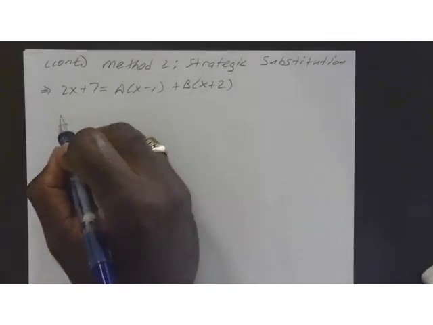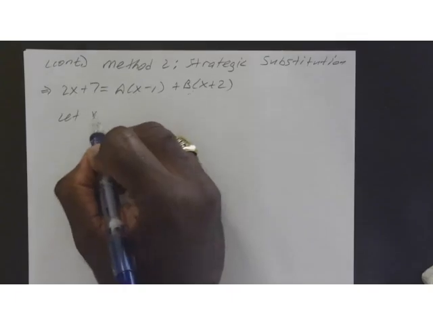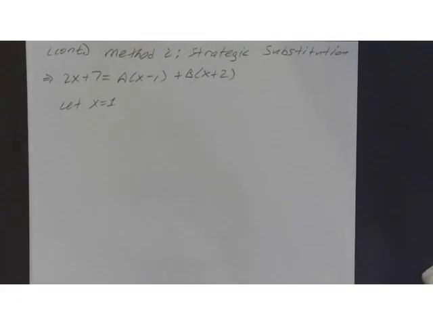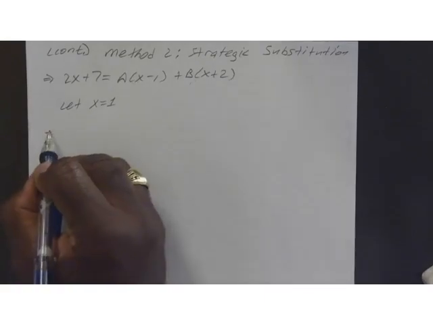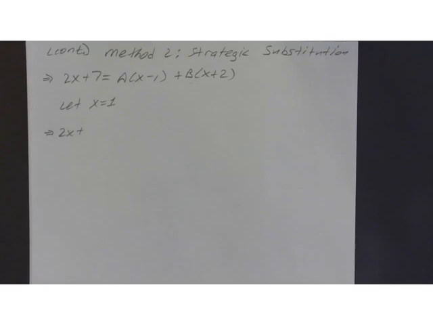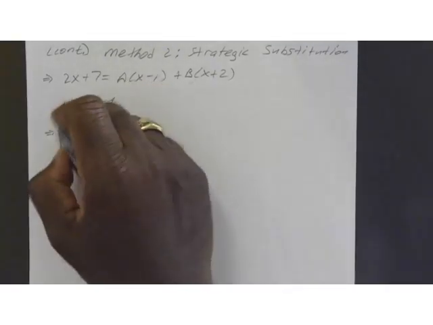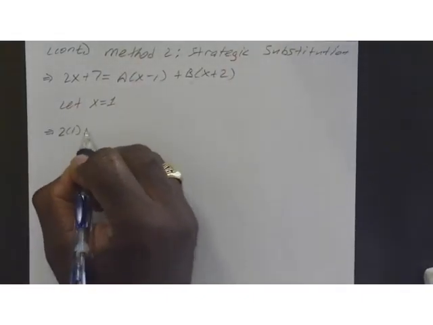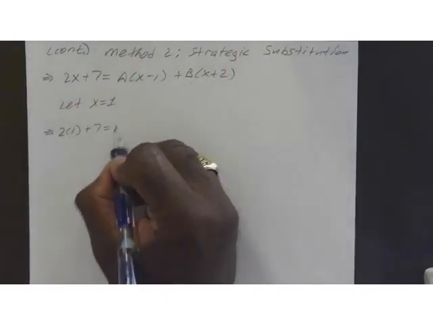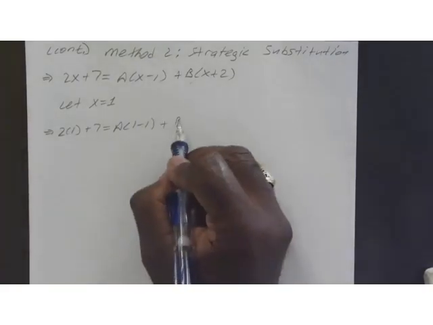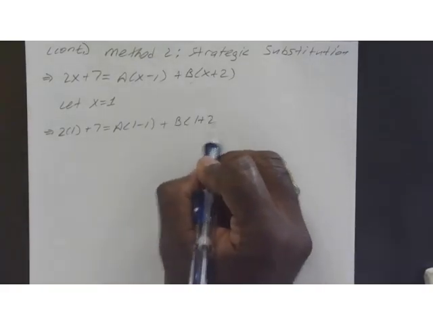Okay, so let's say if we let x equal 1. So you have 2x, 2 times 1, I might say negative. 2 times 1 plus 7 is equal to a times 1 minus 1 plus b times 1 plus 2.